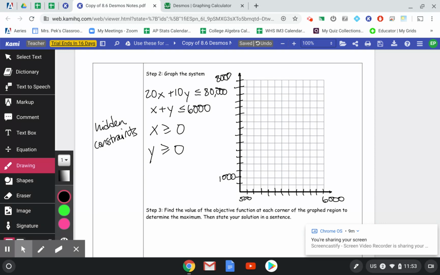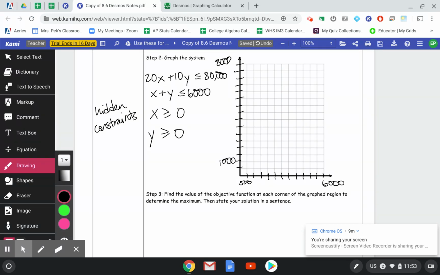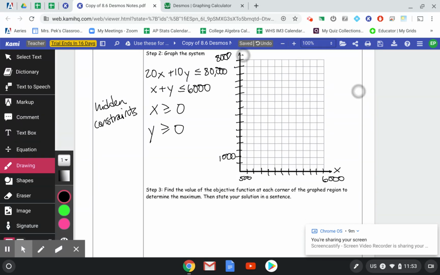And then it's so important, because this is a word problem, we have to label our axes. So this is my x-axis and my y-axis. And what did X represent? It was number of bottled water containers. And then Y represented the number of medical kits. So it's really important that we label that.